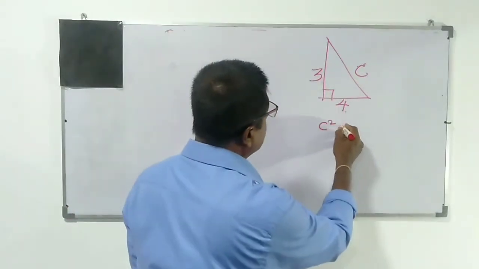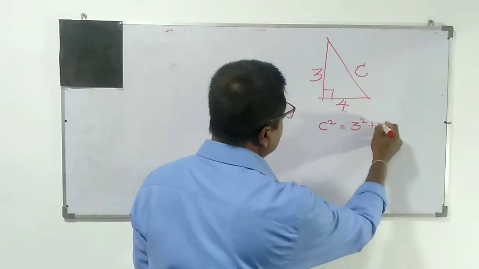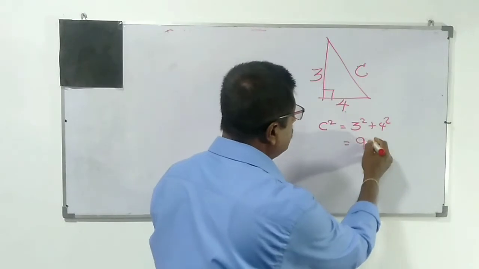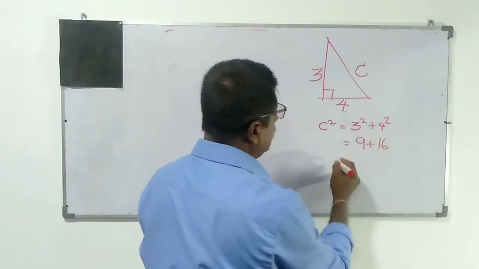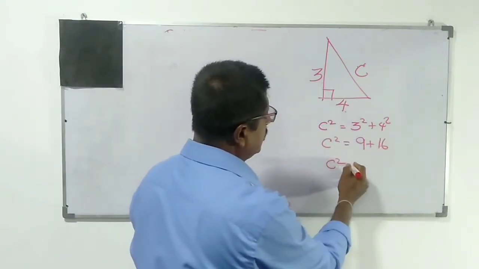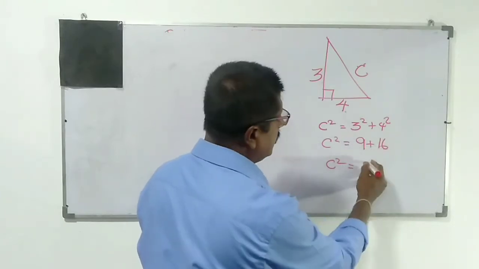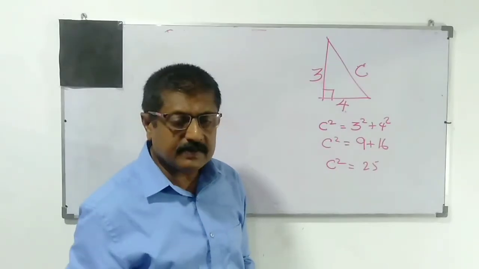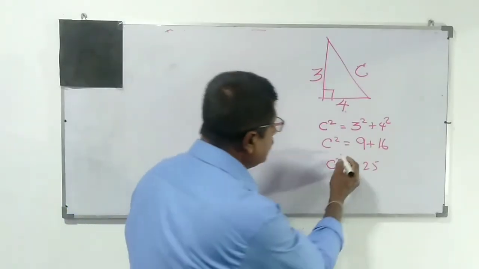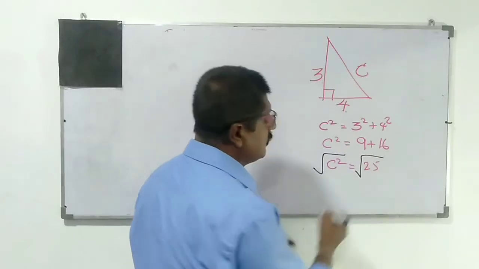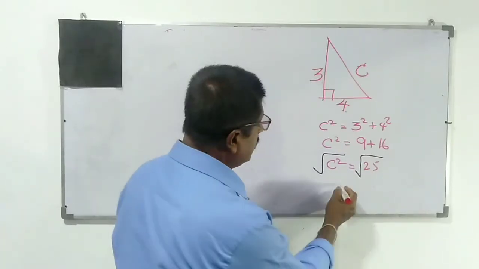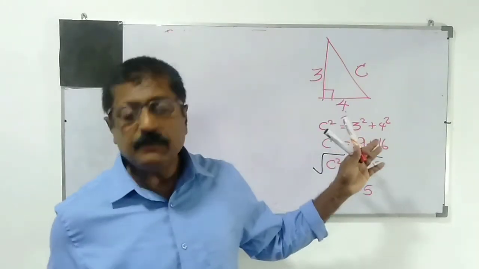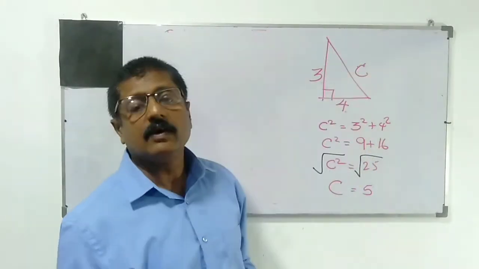C squared equals 3 squared plus 4 squared. How much is 3 squared? 9. 9 plus this one, 16. C squared equals, what is the sum? 25. Then C squared equals 25. Then the square root of this thing equals the square root of this thing. That means C equals 5. Now we found the length of C.